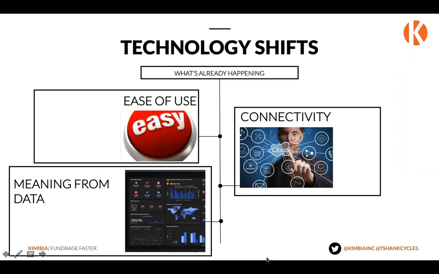Okay, so let's talk about the 3 major technology shifts that I think are already happening and are going to continue to happen. I'm going to get into these 3 shifts in more detail, but I want to introduce them at a high level now. The first one is ease of use. This is the user experience. It's becoming easier for you as an organization to implement software. It's also the ease of use for your donors to engage with you on software.